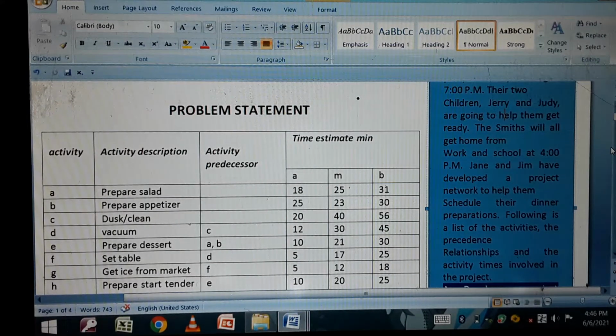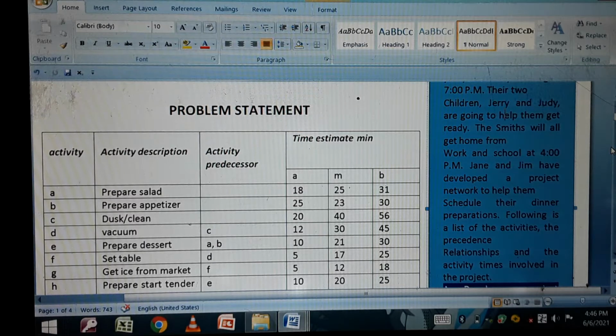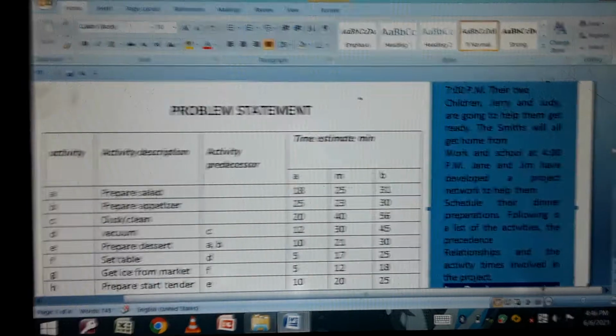The Smiths will all get home from work and school at 4 o'clock p.m. Jane and Jim have developed a project network to help them schedule their dinner preparation. Following is a list of activities, the precedence relationships, and the activity times involved in the project.